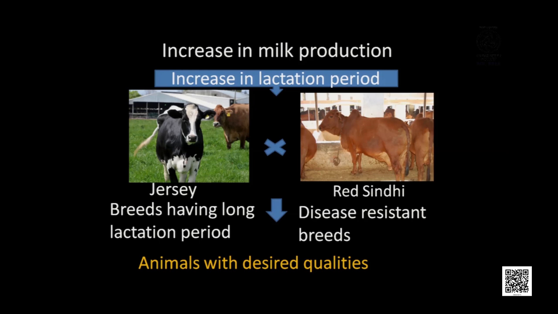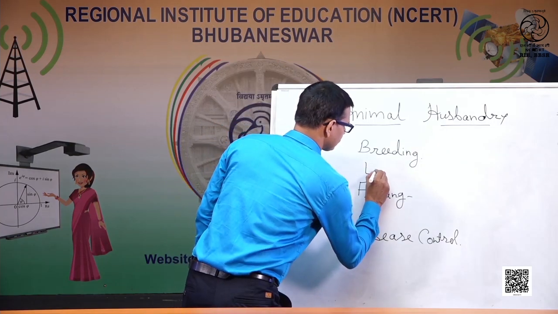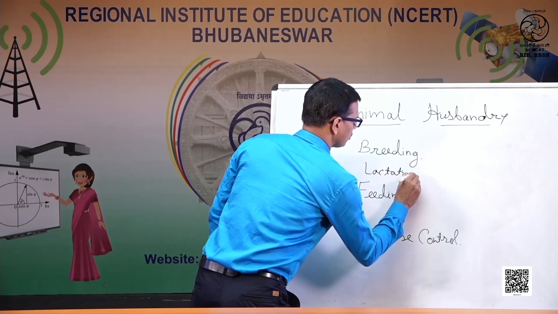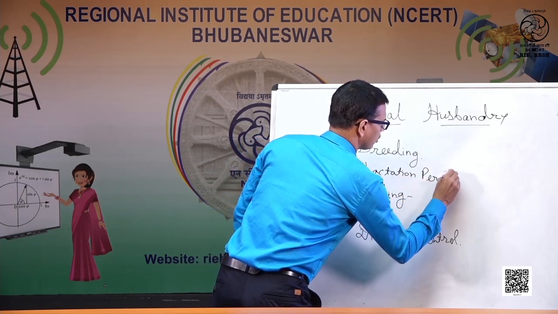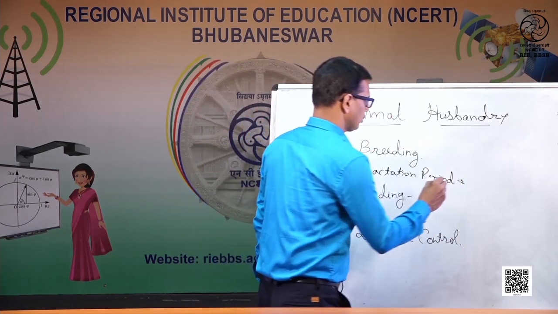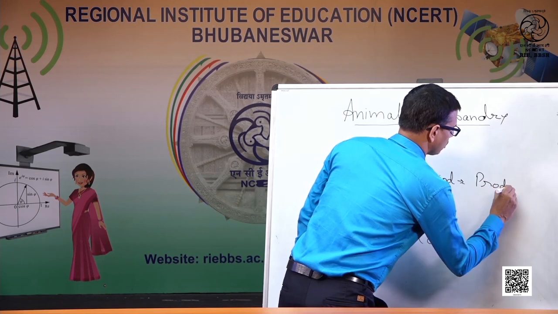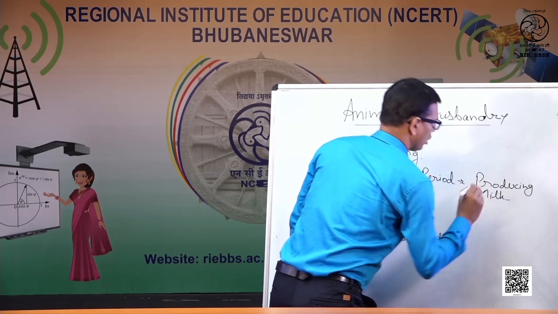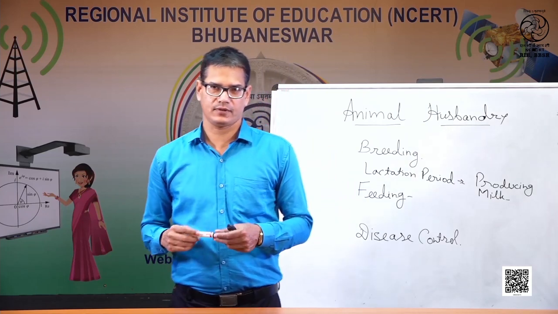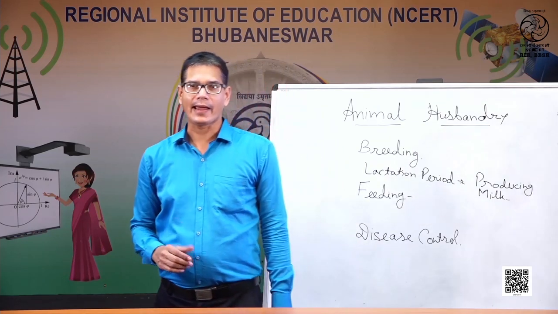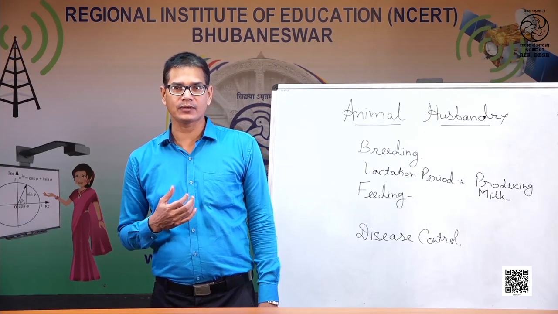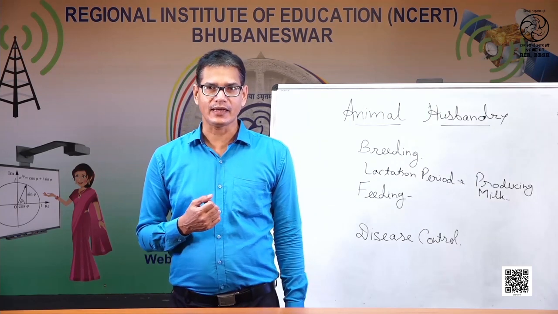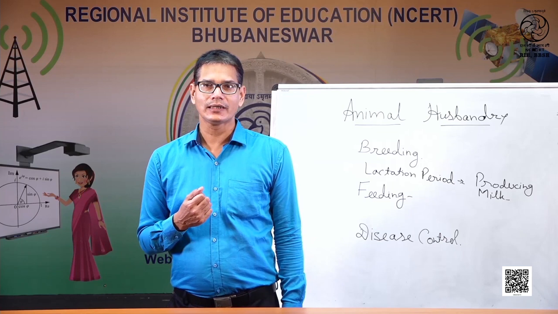How can milk production be increased? It can be increased by increasing the lactation period. What is the lactation period? Lactation period is the period of producing milk after the birth of the calf, and many foreign breeds have excellent lactation period. But what is the demerit in them? They are less resistant to diseases.